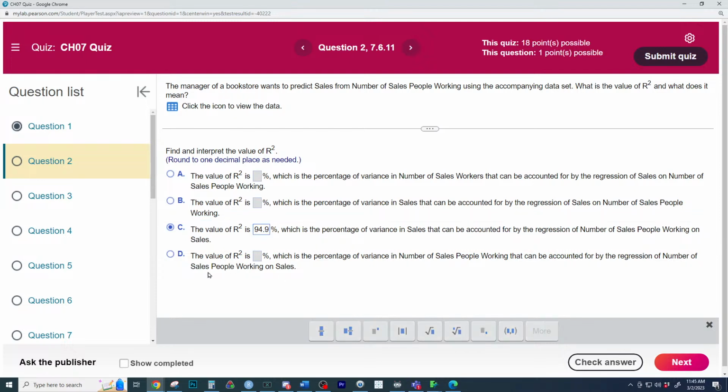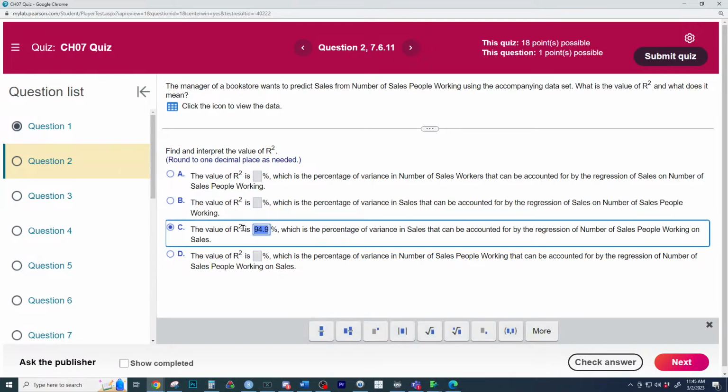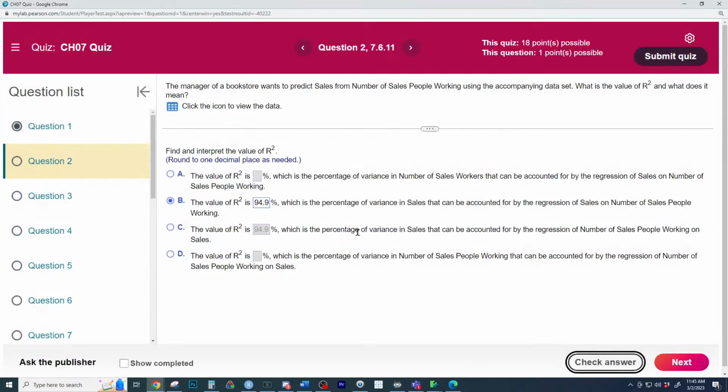And let me read the last one, which is the percent of variation in number of salespeople working. No, we're trying to explain sales. So that should be right there. Really? Where did I go wrong? The R squared value, which is the percent of variance in sales that can be accounted for by the regression. Oh, they're literally talking about the XY relationship right there. Really? Oh, that's very, very mathy.